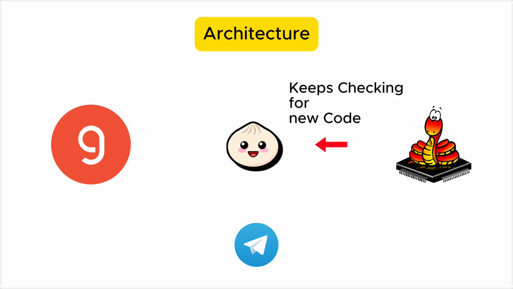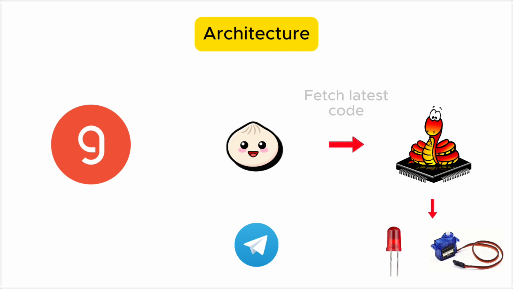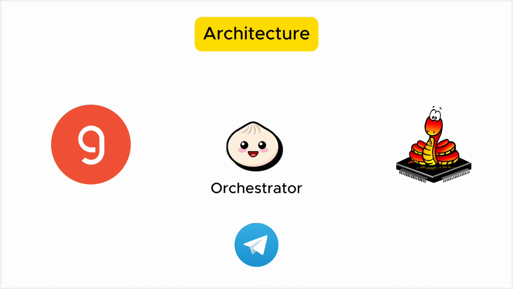The Pico regularly polls our server to check for new code instructions, and when a new version is detected, it fetches the freshly generated code and executes it immediately. This creates a seamless pipeline from voice input to physical peripheral output, with the bun server orchestrating the entire process while maintaining security through authorized chat ID verification.